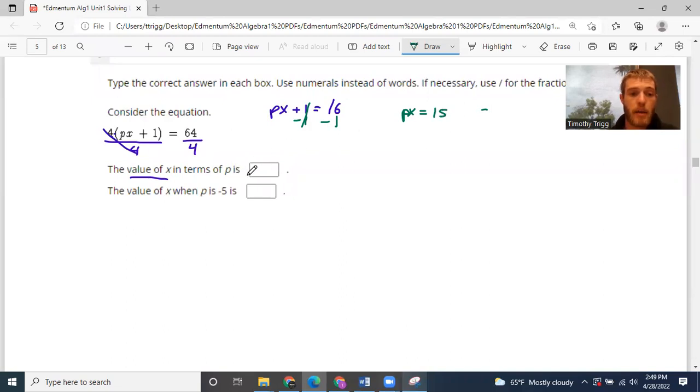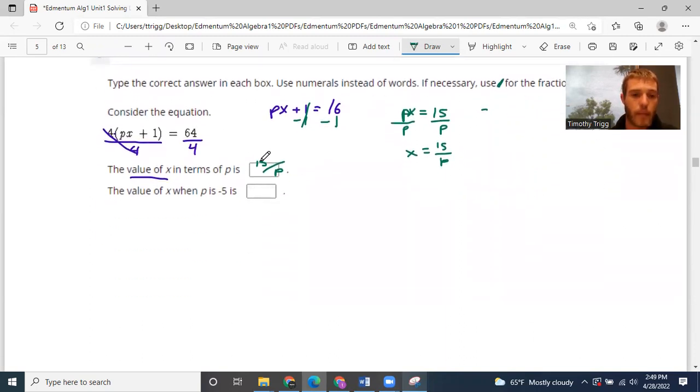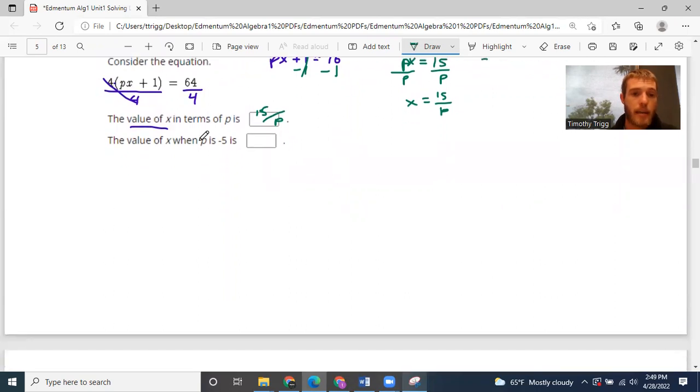To solve for X, we're going to divide both sides by P. So X equals 15 over P. Go ahead and put that here. I think you just need to write 15, and you'll be using this slash P, because it says use the slash for fractions. Then replace P with -5 to figure out the result. It says find the value of X when P is -5. So replace P with -5 and divide that.